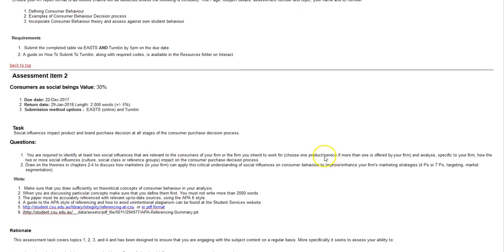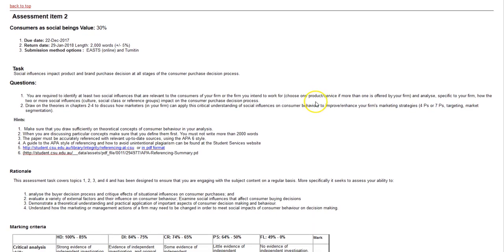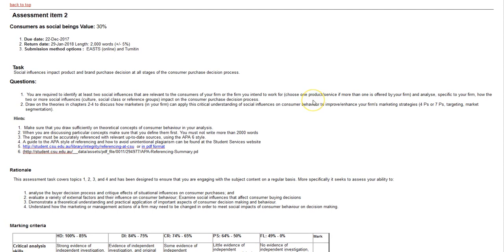As I said, that's due pretty soon next week. Assessment item 2. Here we're looking at consumers as social beings. It's worth 30%. It's due on the 22nd of December. The submission method is East and Turnitin. The task is basically how social influences impact your product and brand purchase decisions at all stages of the consumer decision process. There are a couple of questions which we would like you to answer.